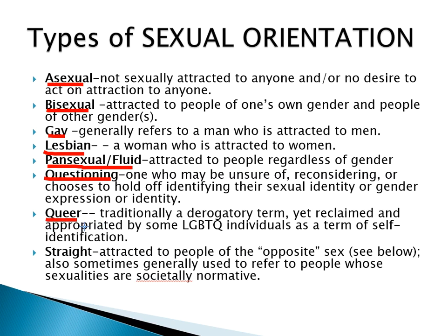Queer is traditionally a derogatory term yet reclaimed and appropriated by some LGBTQ individuals as a term of self-identification. It is an umbrella term which embraces a matrix of sexual preferences, gender expression, and habits that are not of the heterosexual, heteronormative, or gender binary majority. It is not a universally accepted term by all members of the LGBTQ community, and it is often considered offensive when used by heterosexuals.